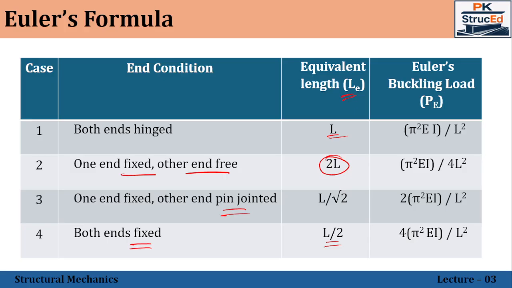The slenderness ratio has to be found out, which will be calculated using the radius of gyration, equal to root over I by A, and it can also be used. If the slenderness ratio is high, it is more prone to buckling.